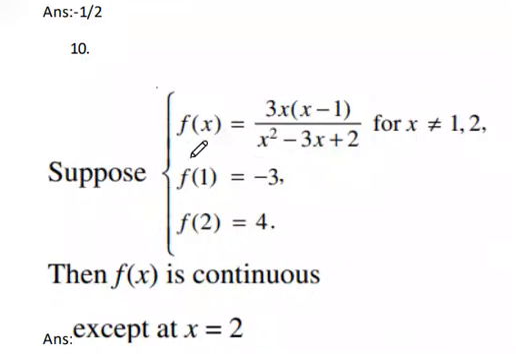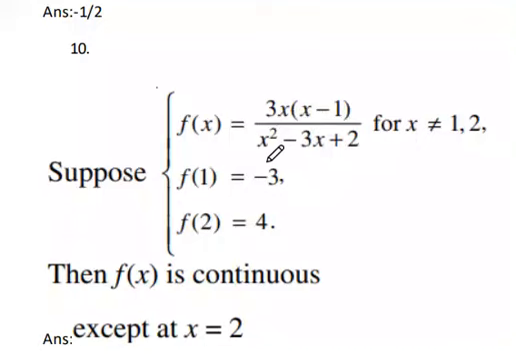This is the last question. So f is defined for all real numbers, and it takes this rational function whenever x is not equal to 1 and 2, and if x is equal to 1, the function takes -3, and the functional value at 2 is 4. So here you have a rational function. Why don't you simplify this?